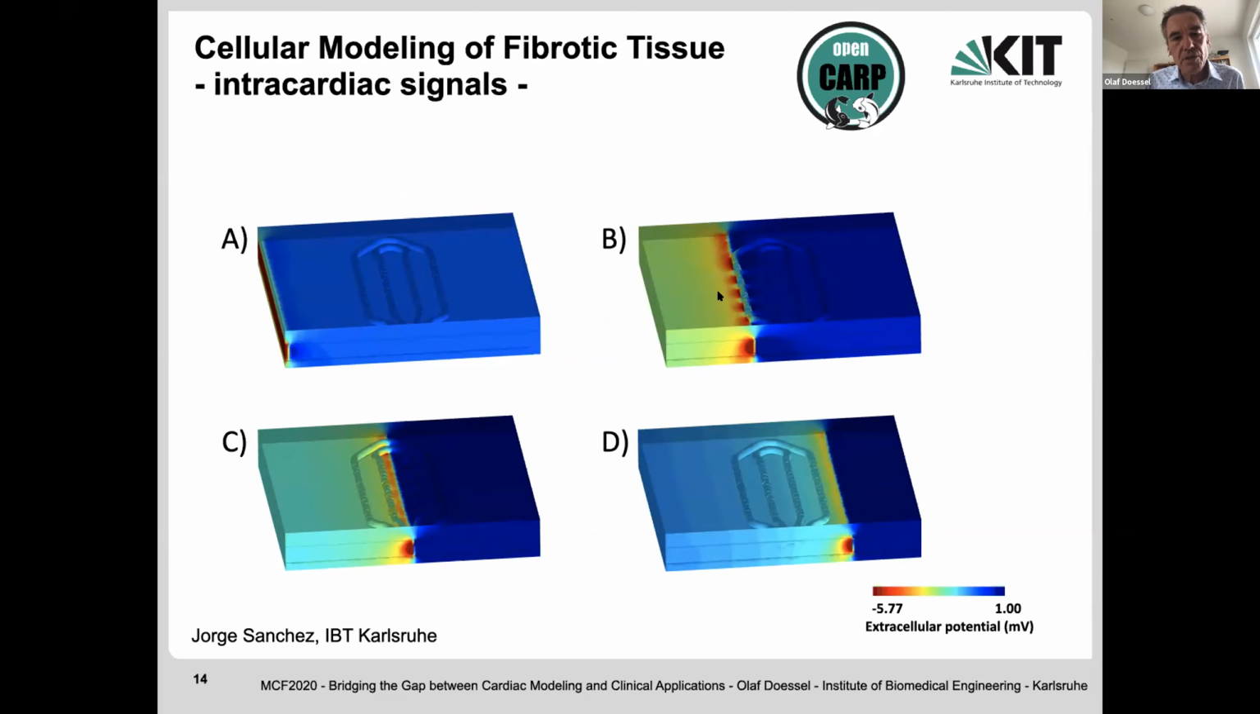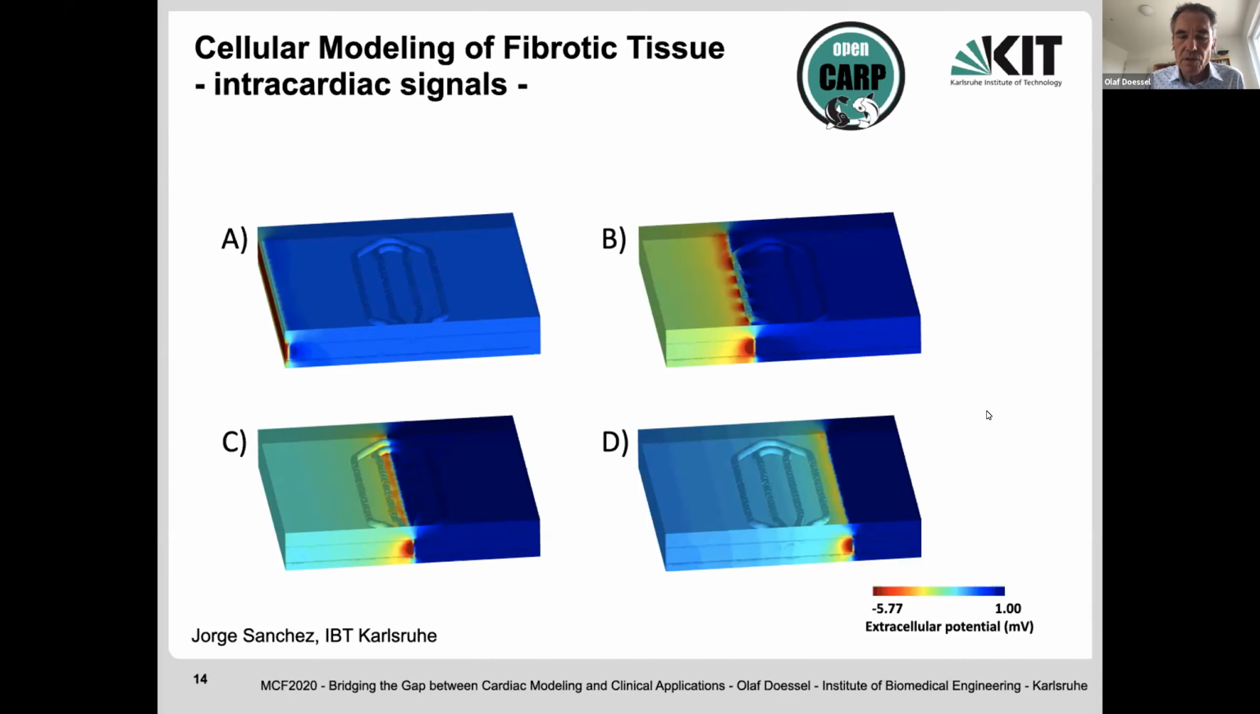And you see how the front is moving through the tissue, and the front is then moving beneath such a catheter, which is the HD grid catheter of Abbott, which you can buy currently, which is very popular. And what you see here in color code is the extracellular potential.